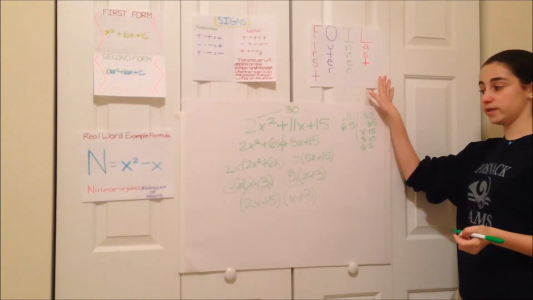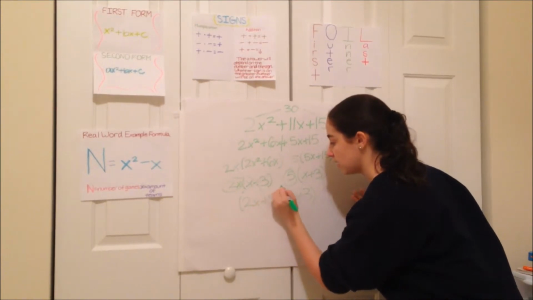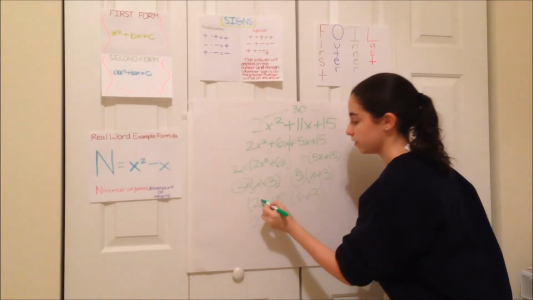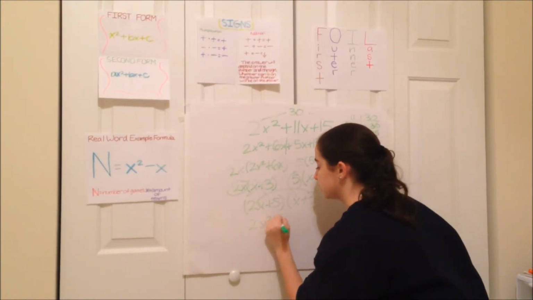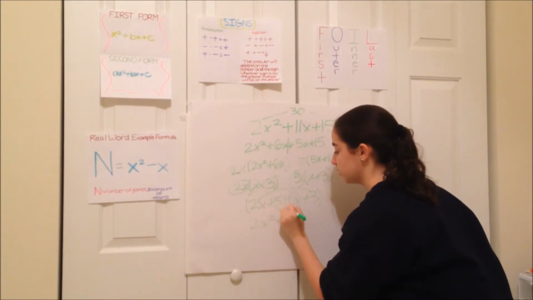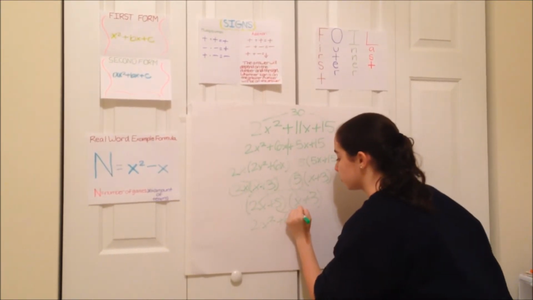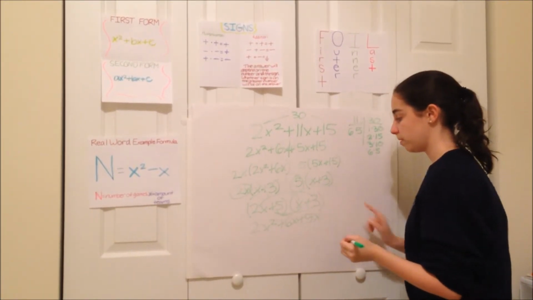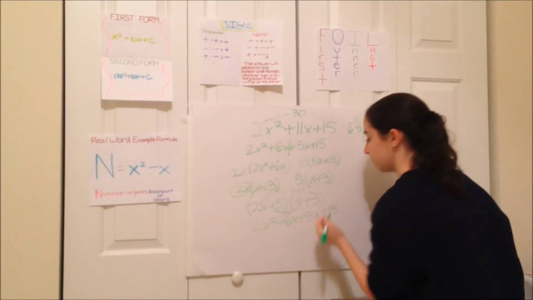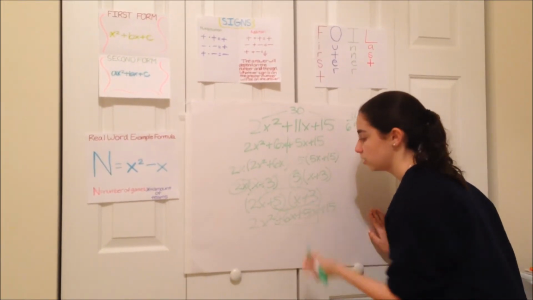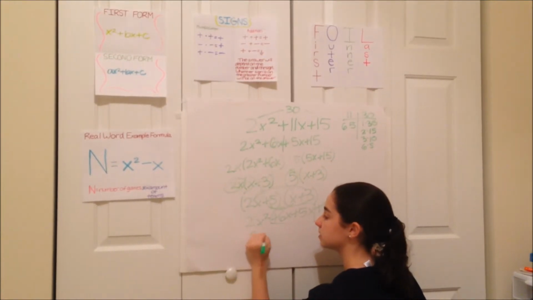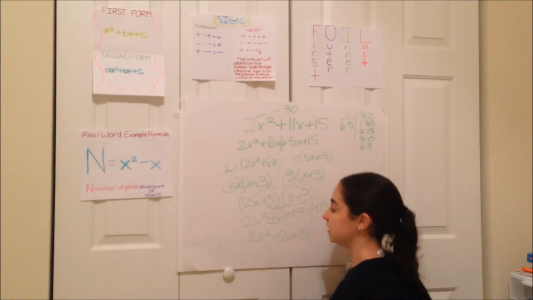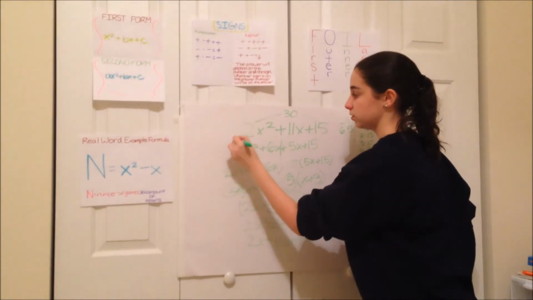To check, you'll be using the FOIL system. So you start with your first, and you go the 2x onto the x, 2x squared. Then you do the 2x onto the positive 3, which is positive 6x. You do your inner. You have the 5 onto the x. You're going to have positive 5x. You're going to do the last term, and you put the positive 5 onto the positive 3, so you get a positive 15. You're going to combine your like terms, which will leave you with 2x squared plus 11x plus 15, which is the same as the question you started with.